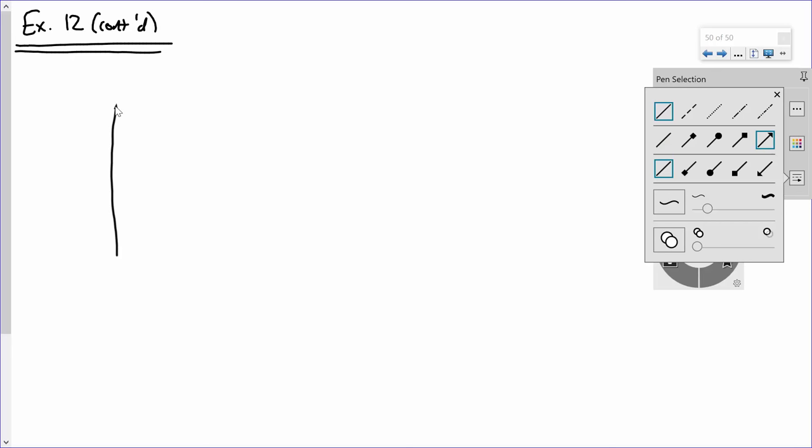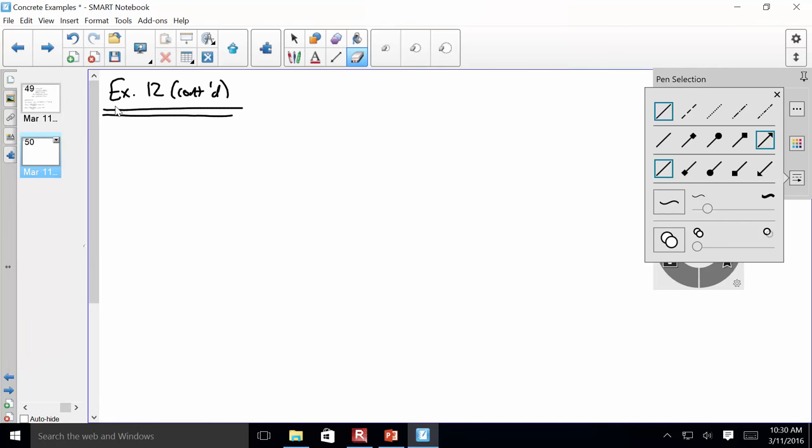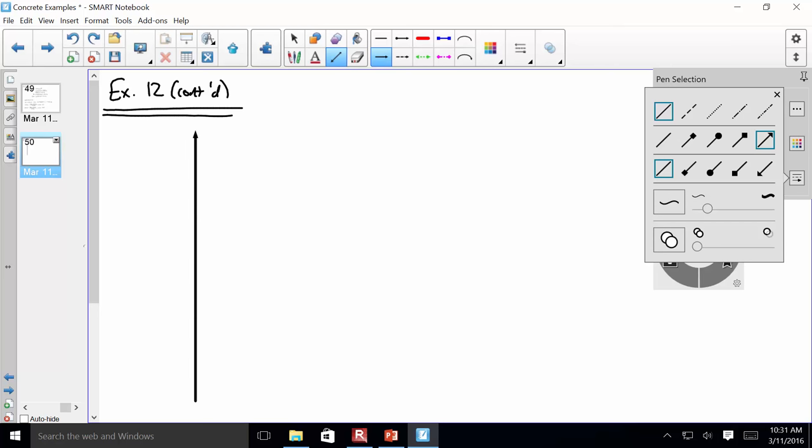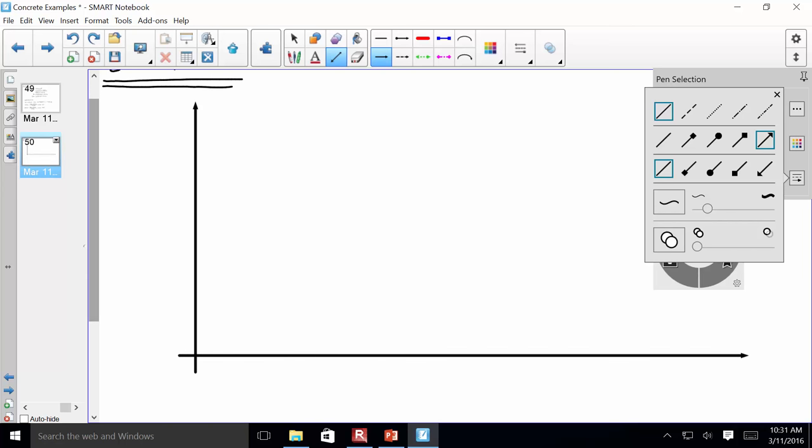Nope, that's not what I wanted. There's a tool in here I know that you can actually use to draw a straight line. All right, so let's do that. Let's do that. There we go. Now it's starting to look a little bit like a plot.